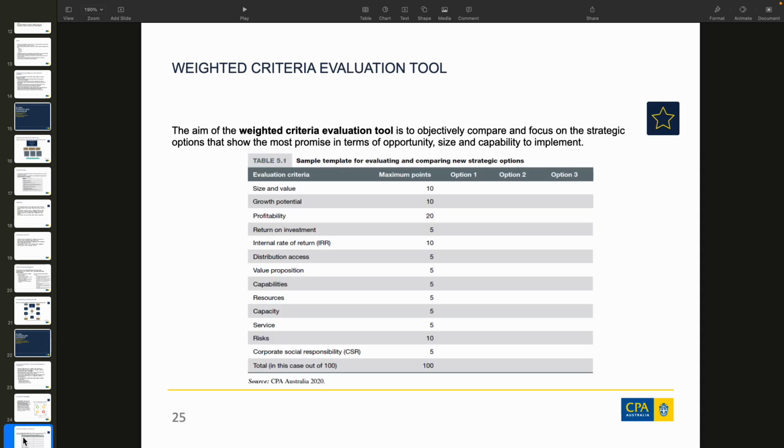The other one that you have is something like this: weighted criteria evaluation. Now, the weighted criteria evaluation is you come up with what the important criteria are. Your evaluation criteria could be the size, the growth, the profitability, ROI. You put all of this as criteria for you to consider. Like if I want to enter a business, these are things that are important for me. Then I give the maximum points. So the higher the points, the more important. Like for me, profit is very important. I give 20 lah. Clear? Then size and growth potential, I put 10, 10. Then IRR, I put 10.